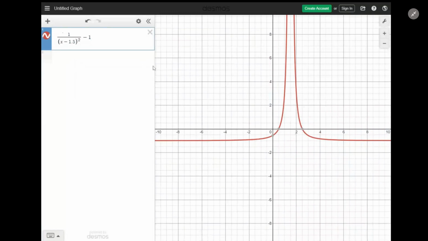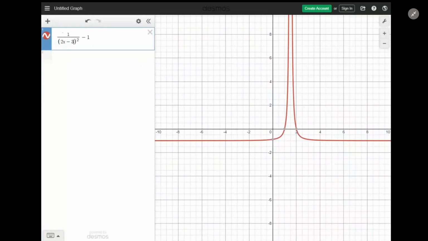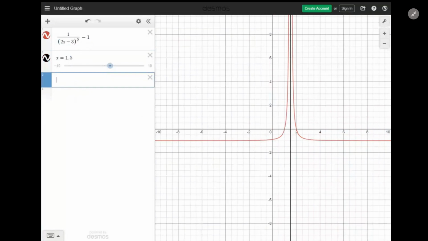So I'm wondering if I would put a 2 here, that does make it skinnier, but then I would have to make this a 3. And there it is. Here where y is 0, x is 1, x is 2, and they can't really show it, but we have a vertical asymptote here. I can show it at x equals 1.5.